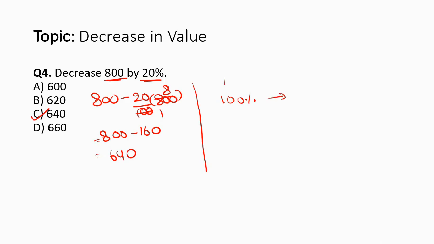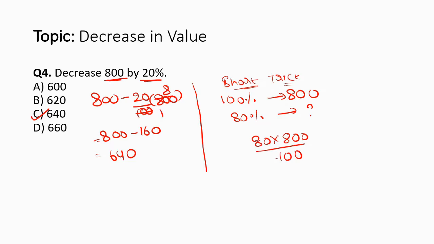Same way, we can do it with the shortcut. 100% is 800 and it has been decreased by 20%, which means 80% is the question mark. Just cross multiply: 80 into 800 by 100, which is 640. Okay.